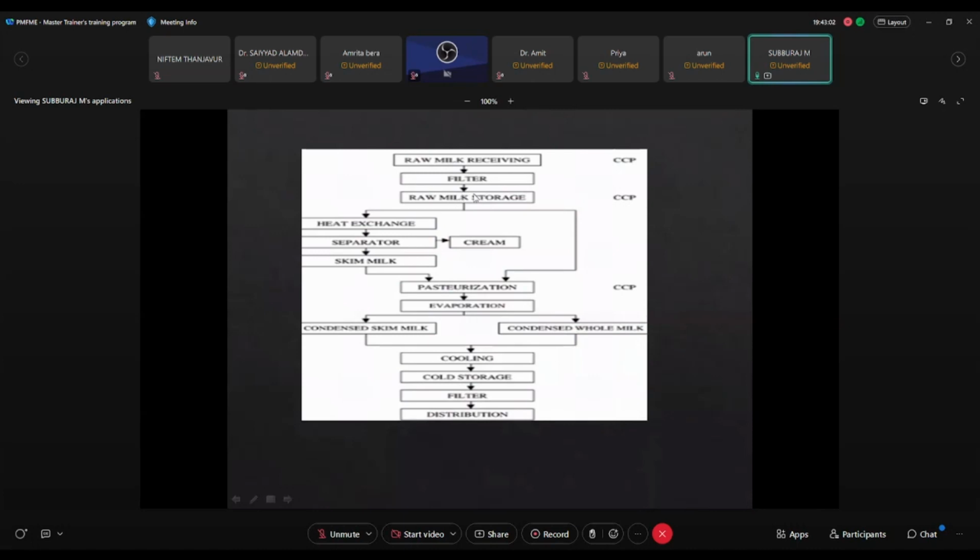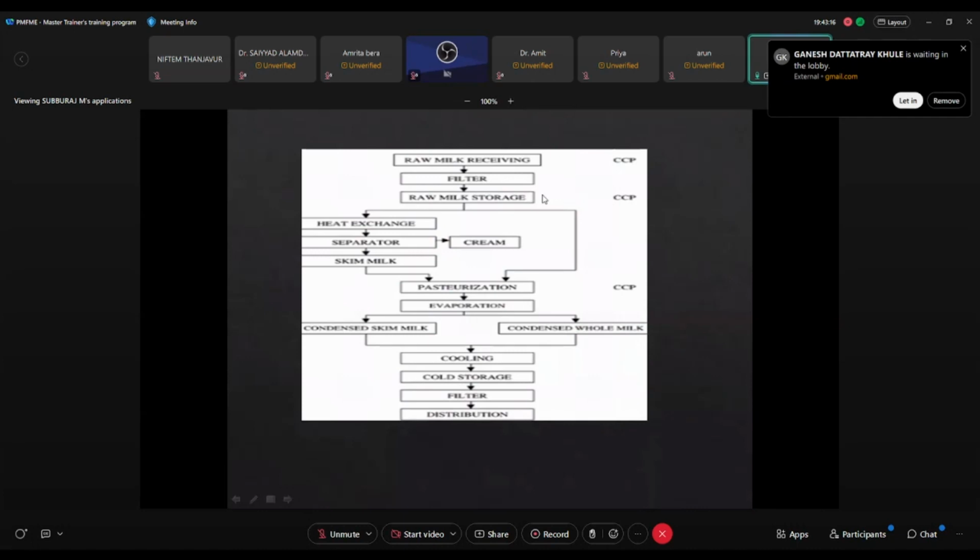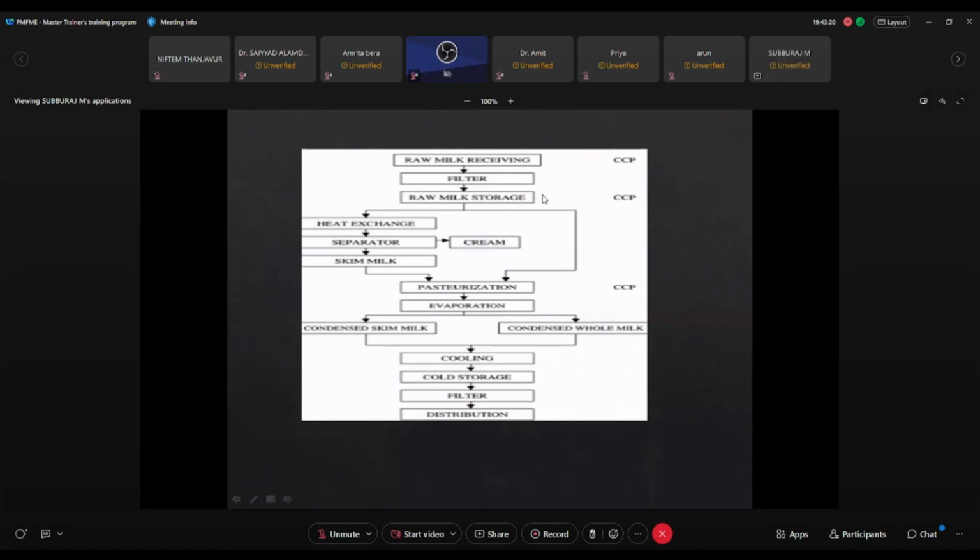So here I take the raw milk samples and do chemical analysis in the laboratory: fat, SNF, and microbial tests, as well as pesticides, heavy metals, aflatoxins and mycotoxins. All of these I check. So at raw material storage, the CCP, all these hazards are removed here.